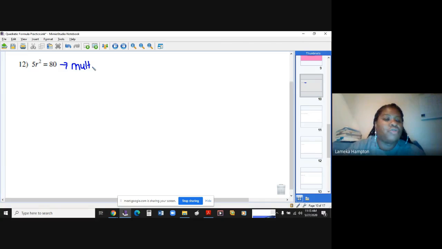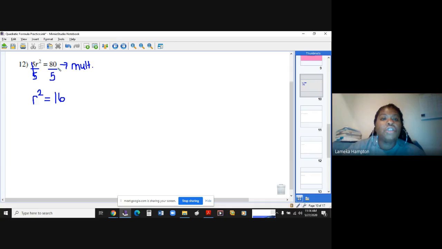And I'm just going to put multiplication right there. I'm going to shorten it. Now, the opposite of multiplication is division. So what I'm going to do is I'm going to divide by 5. Because remember, the goal is you want the letter to equal a number. Okay. Now, when I do this, these 5s cancel out, and I am left with r squared is equal to 16. Because 80 divided by 5 gives me 16.